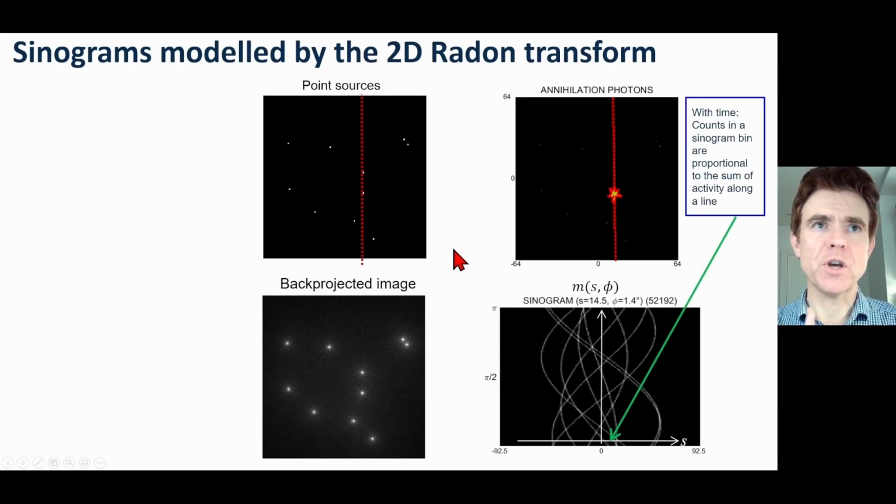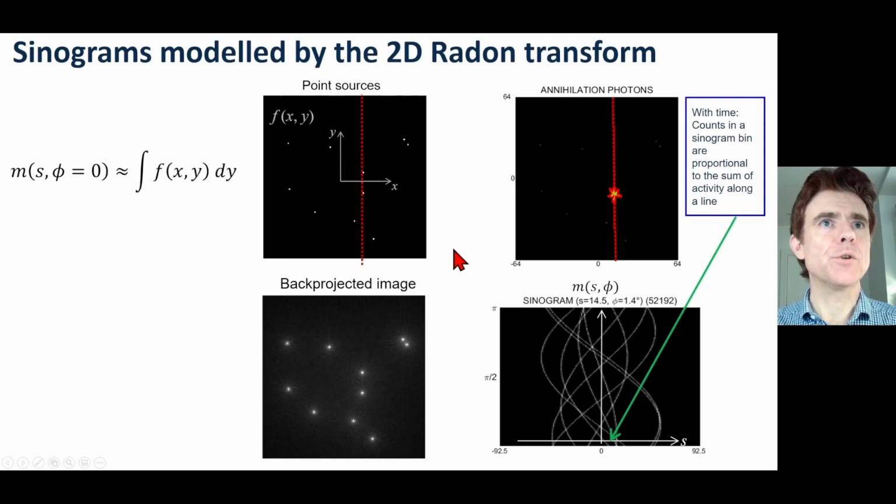So what we're going to do is model that as a line integral. We can sketch again our xy coordinate system and describe our point source distribution as some function f of xy. And we can say that this sinogram, this number of counts m as a function of s and phi, is approximately, I'm saying approximately equal to because there's noise here. These are actually Poisson distributed data, but we'll model it by saying it's equal in a moment. But just to say it's approximately equal to a line integral through this function f of xy.